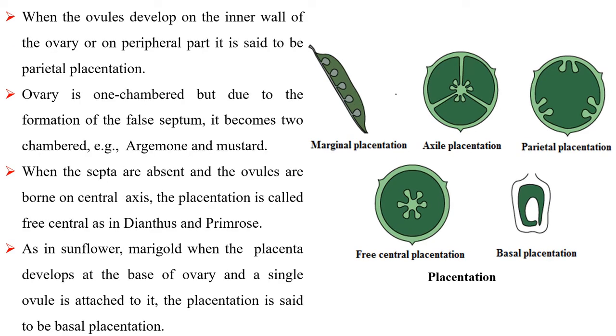When the ovules develop on the inner wall of the ovary or on peripheral part, it is said to be parietal placentation. Ovary is one-chambered, but due to the formation of the false septum, it becomes 2-chambered. Example, argemone and mustard. When the septa are absent and the ovules are borne on central axis, the placentation is called free central, as in dianthus and primrose. As in sunflower and marigold, when the placenta develops at the base of the ovary and the single ovule is attached to it, the placentation is said to be basal placentation.